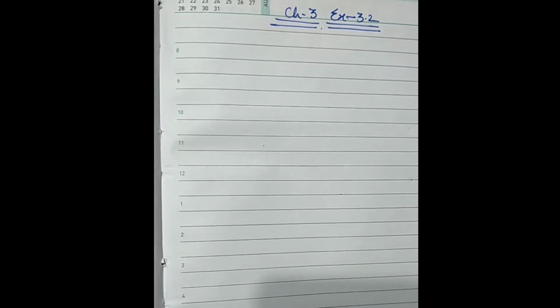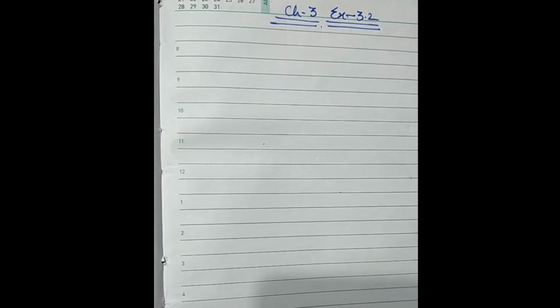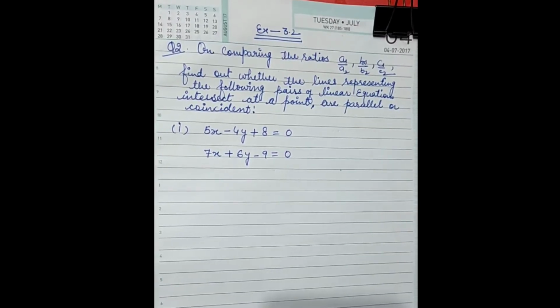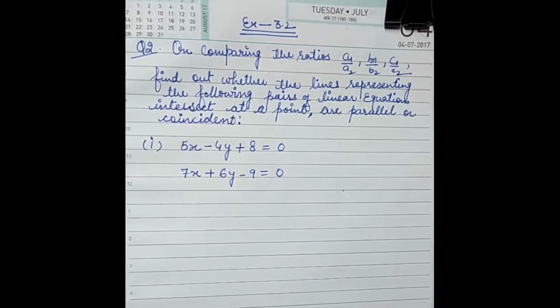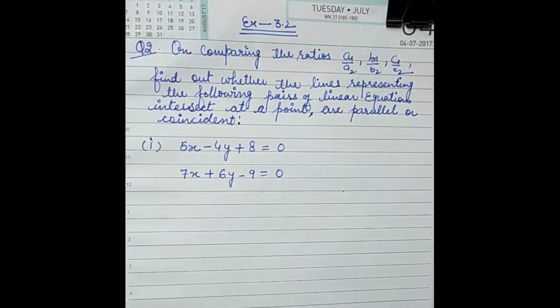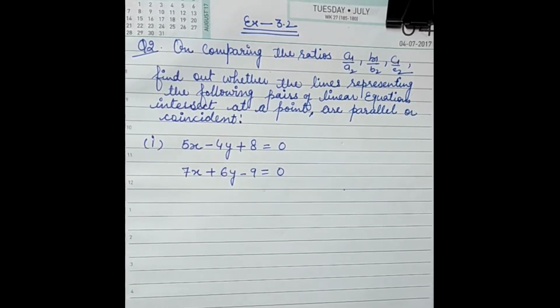Today we will be doing exercise 3.2, chapter 3, pair of linear equations in two variables. So this is question number 2 now. On comparing the ratios a1 over a2, b1 over b2, c1 over c2, find out whether the lines representing the following pairs of linear equations intersect at a point, are parallel or coincident.